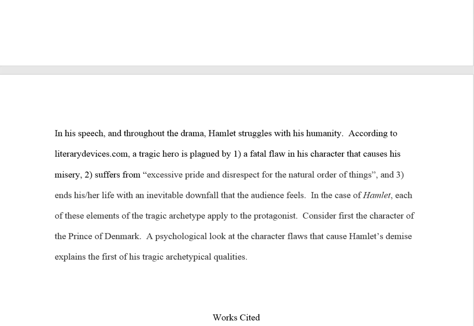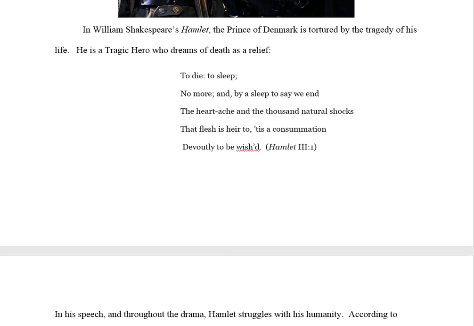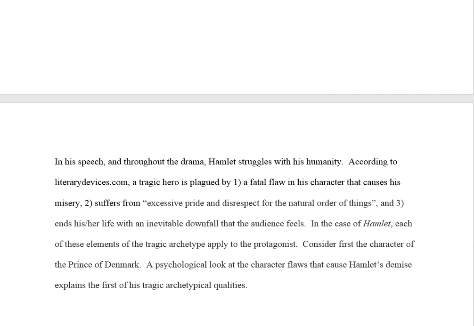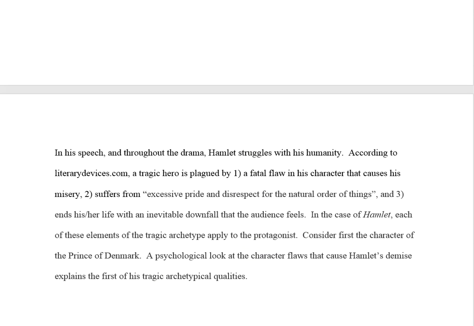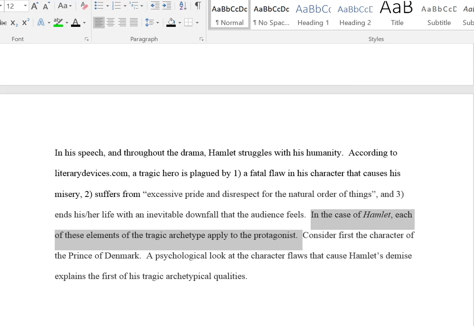Now, which one of these sentences in this introductory paragraph is my thesis sentence? Look it over and see if you can tell. Pause this and see if you can tell which one is my thesis sentence. If you picked this sentence, you were right. That is my thesis. And I'm going to go back up here and I'm going to underline it.